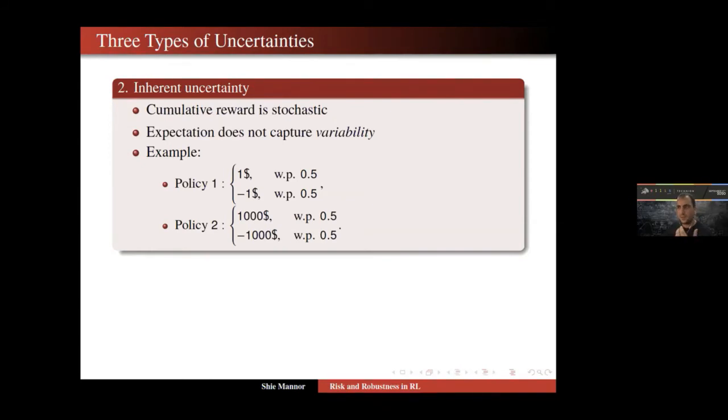The second type of uncertainty is what we call inherent uncertainty. That is, just because there is randomness in the process itself, we know the process, but there is some inherent randomness. For example, if I offer you guys to play the following game: with probability half you win $1, with probability half you lose $1, most of you will eagerly play it for fun. But if I make the stakes 1,000 or 1 million times larger, then I think for most of you this will become much less of a fun game, even though in expectation the two policies are the same.